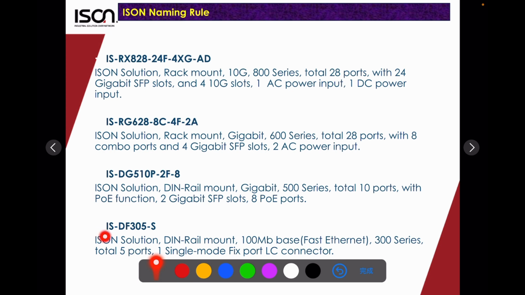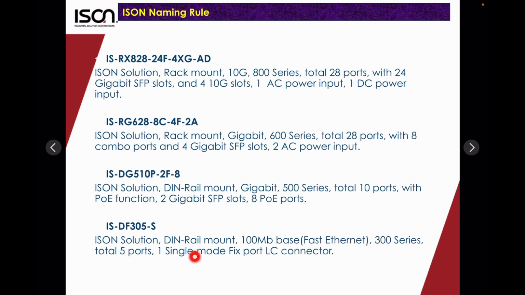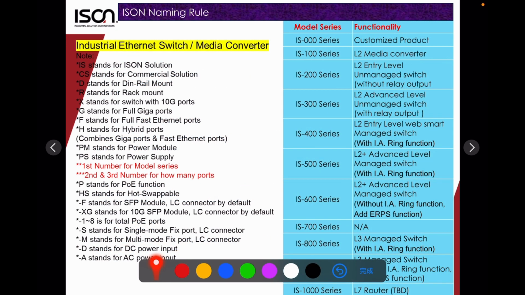Number 4, IS-DF305-S. The Isen solution, thin rail mount, 100 megabit base. It means the fast Ethernet, and 300 series with total 5 ports, 1 single mode fixed port LC connector. Next page. Let's see the rules table and the model series table.